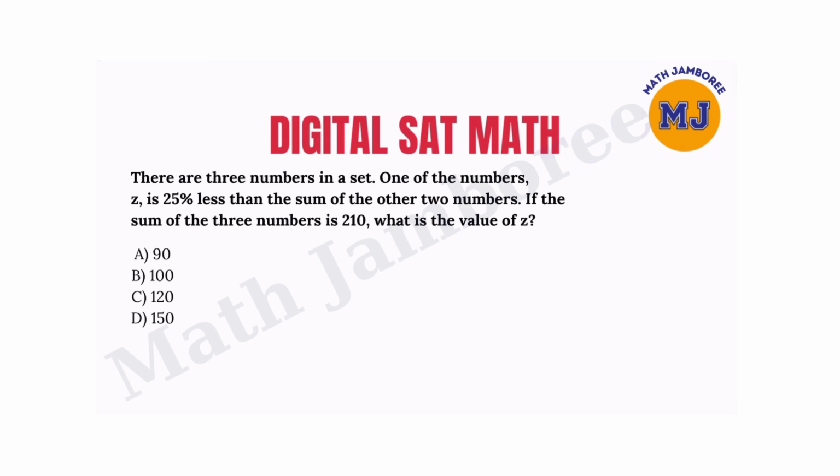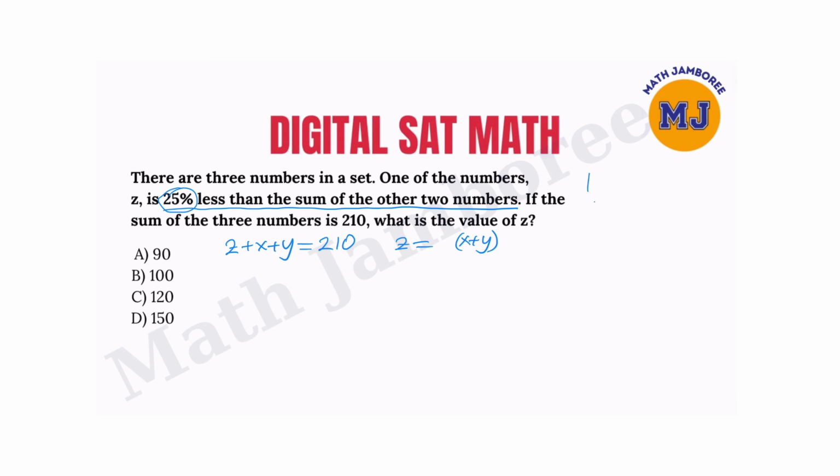So we're talking about three numbers. The third one is z. The others I would like to call x and y. So the sum is 210 as given. The other part of the problem is important to understand. They're saying that z is 25% less than the sum of the other two numbers. There is something going on with the x plus y.